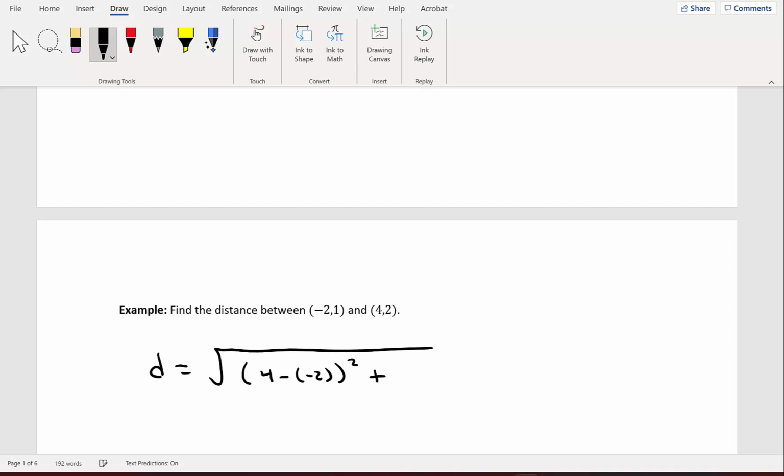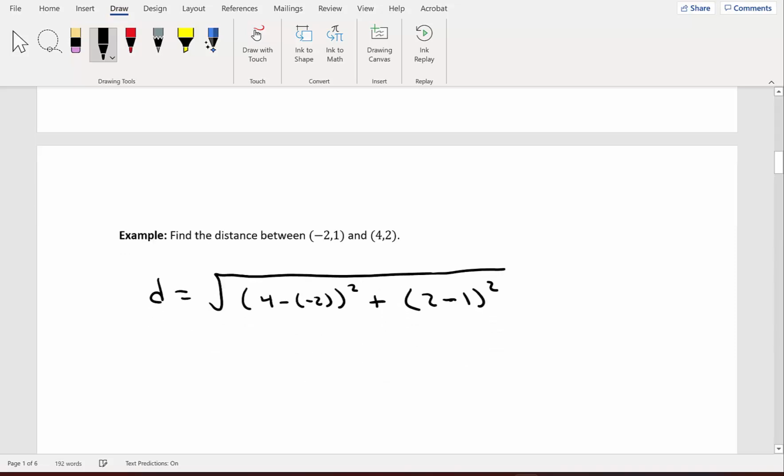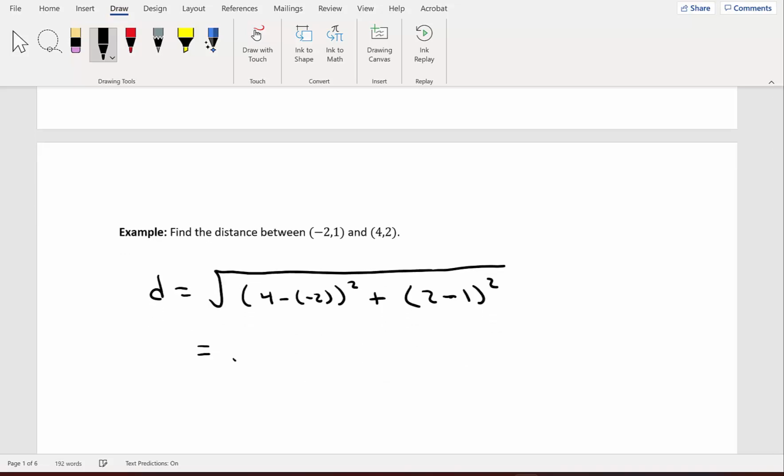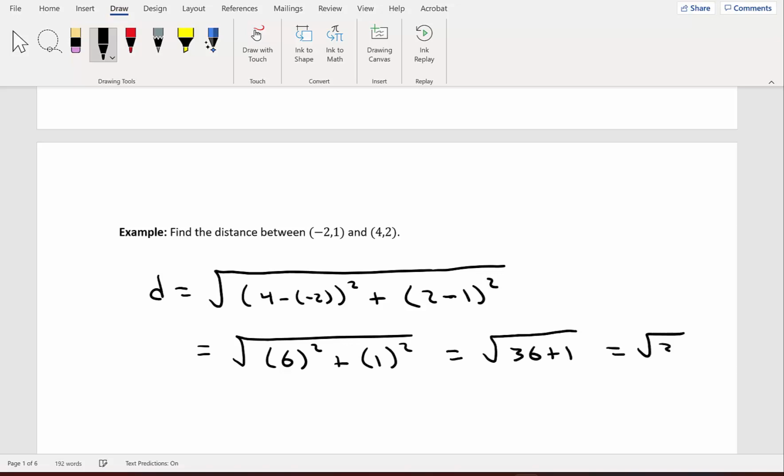I have plus, and then I have y sub 2 minus y sub 1, so I have 2 minus 1 squared. Now let's go ahead and begin to simplify. So I have square root of, so 4 minus negative 2. Remember that minus minus becomes plus. So I really have 6 raised to the second power. And I have plus. Now 2 minus 1 gives me 1. So I have 1 raised to the second power. So this gives me square root of 36 plus 1, which gives me the square root of 37.